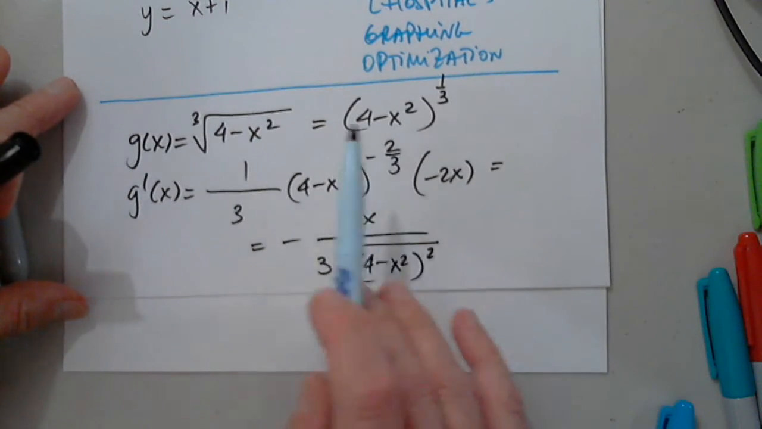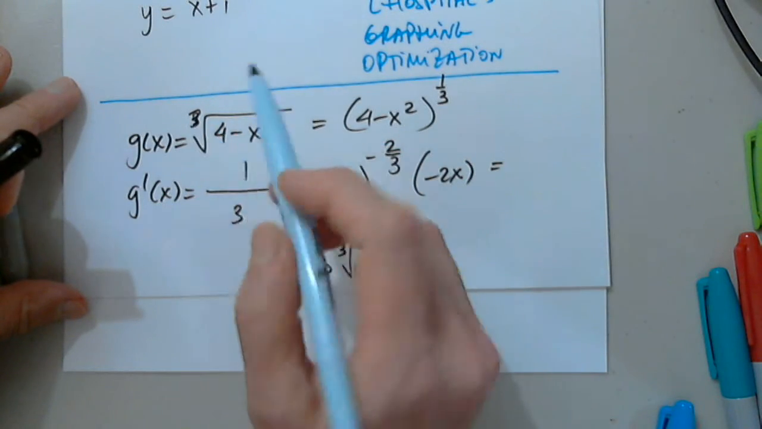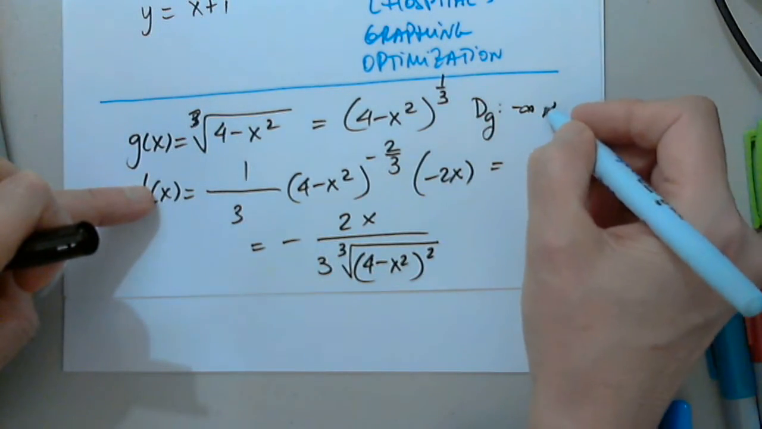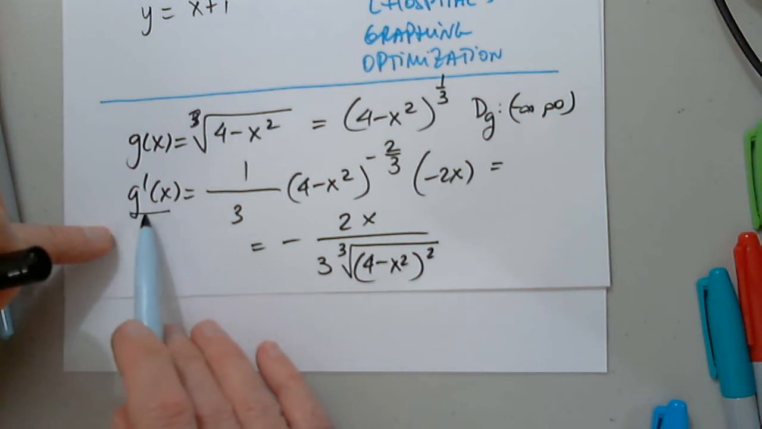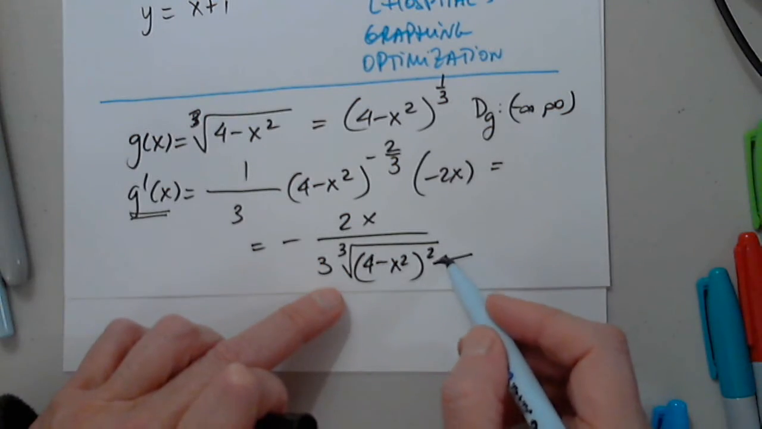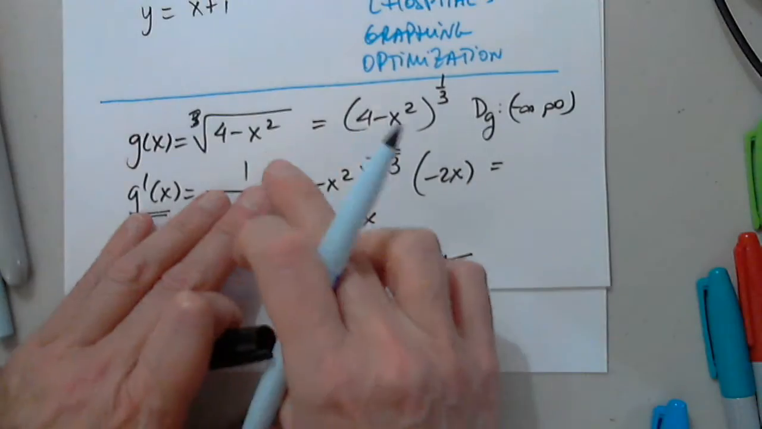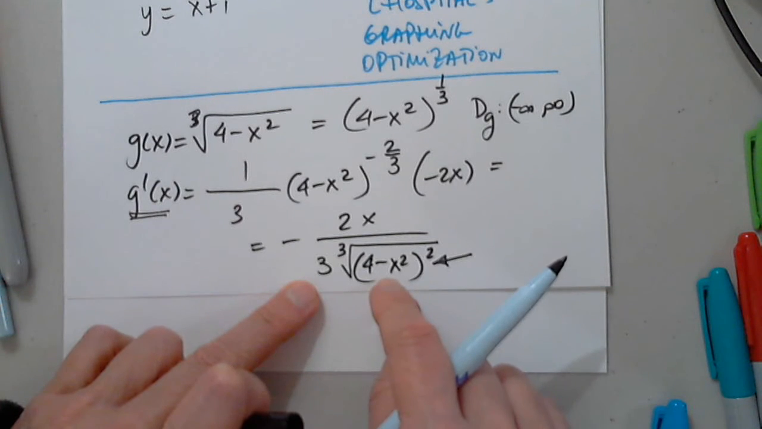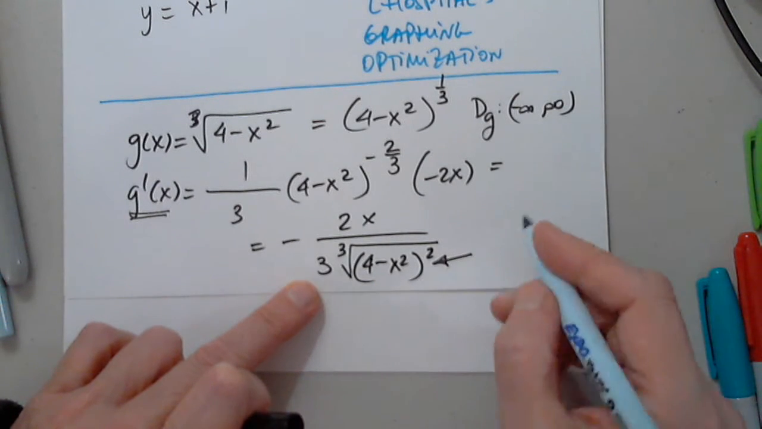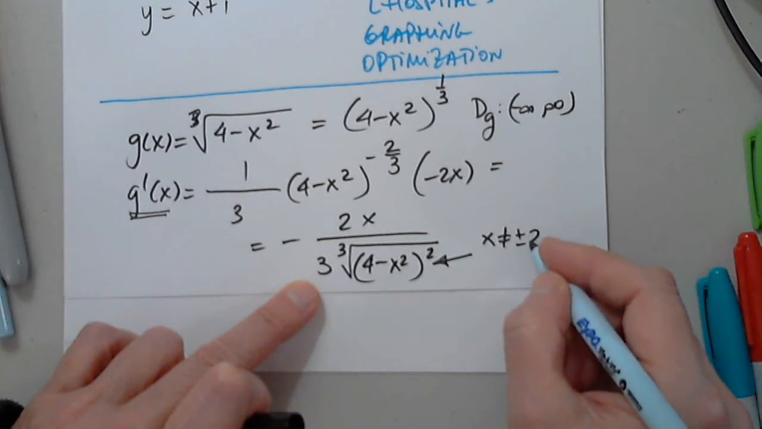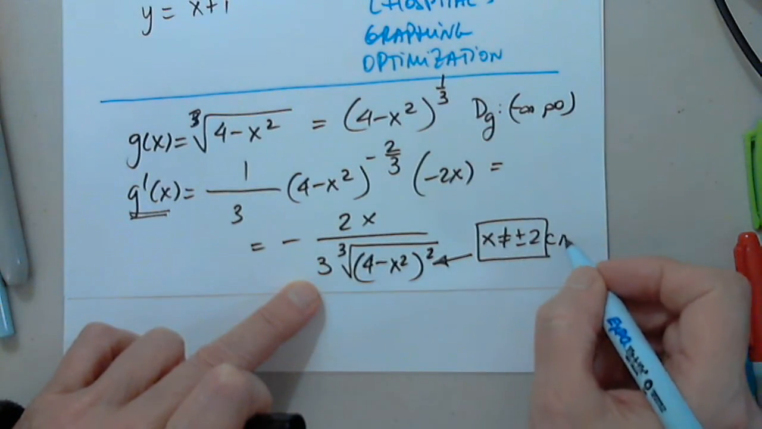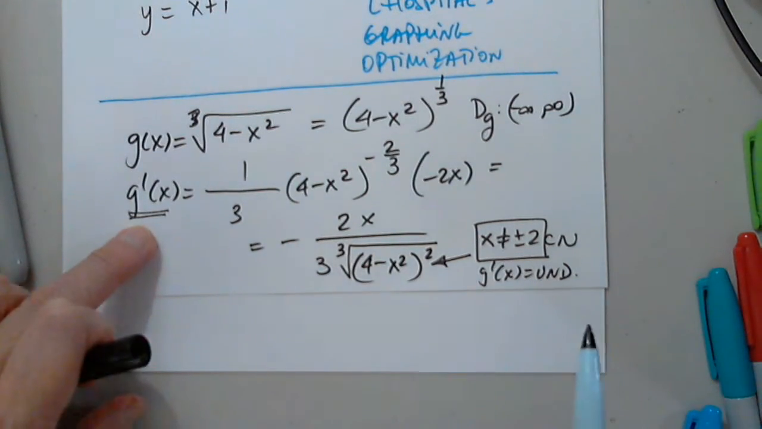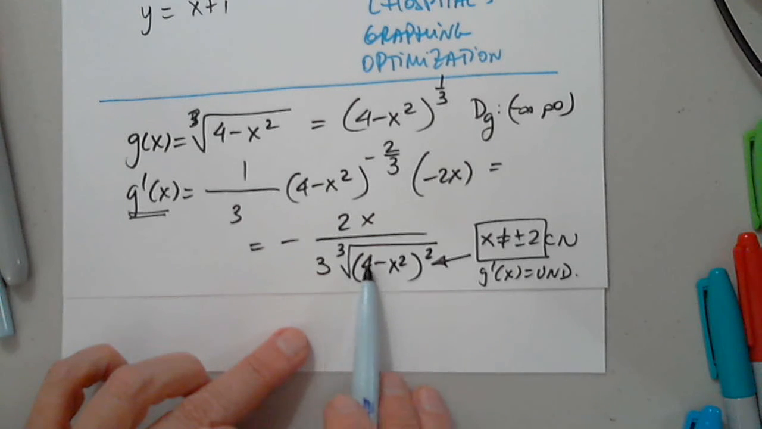So remember that the cube root never has any restrictions. So the domain of function g is all real numbers. But that's not the case for g prime, because g prime has a denominator. g does not. But g prime has a denominator which can be 0 when x is 2 or negative 2. So these are critical numbers already, coming from g prime being undefined. g prime equals undefined when x is 2 or negative 2 because the denominator is 0.